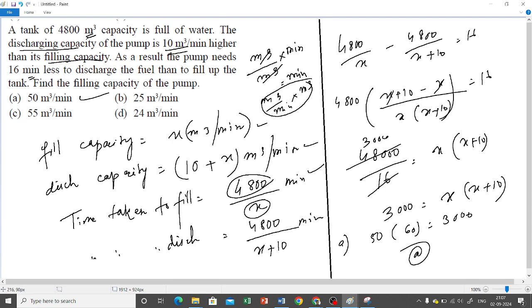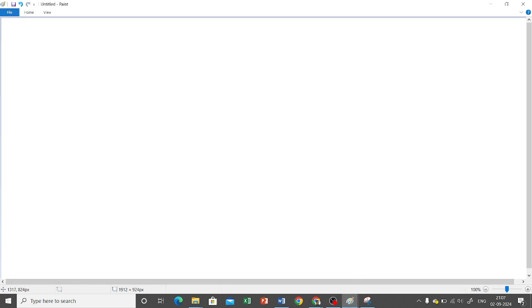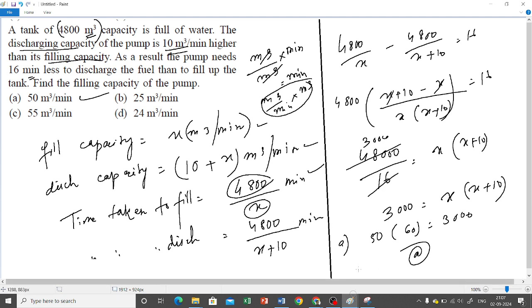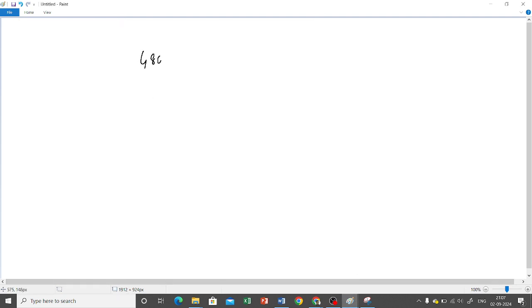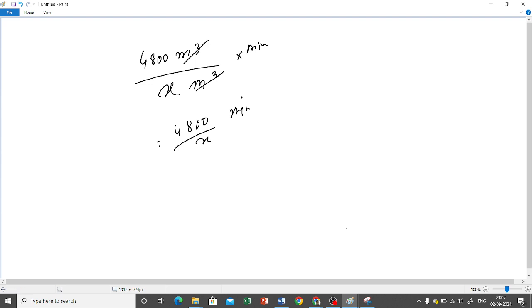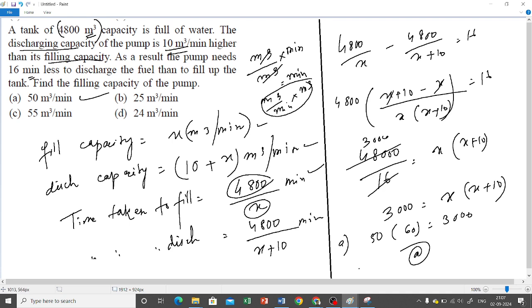Now what is the time taken to fill? Time taken to fill, I am dividing 4800 meter cube by x. Why did I do that? Why didn't I multiply? Why did I divide? So here is the game of unit. See, when I am dividing, 4800 meter cube by x meter cube per minute, the meter cube gets cancelled out. What we get is 4800 by x minute. আমার টার্গেটটা হচ্ছে টাইম বার করা। Okay, that is the reason why I am dividing.